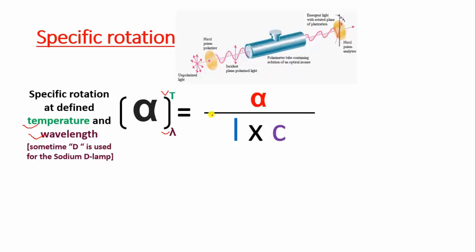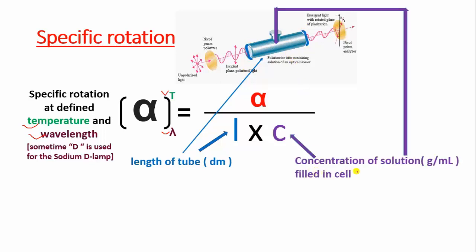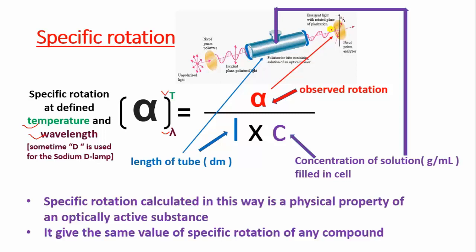Now we correlate this equation with this diagram. L stands for the length of the tube. Okay, this is the length of the tube. C stands for the concentration of the solution in gram per ml. That solution is filled in this tube. And alpha is the observed rotation. You can see it is the observed rotation. It may be clockwise, it may be anti-clockwise.